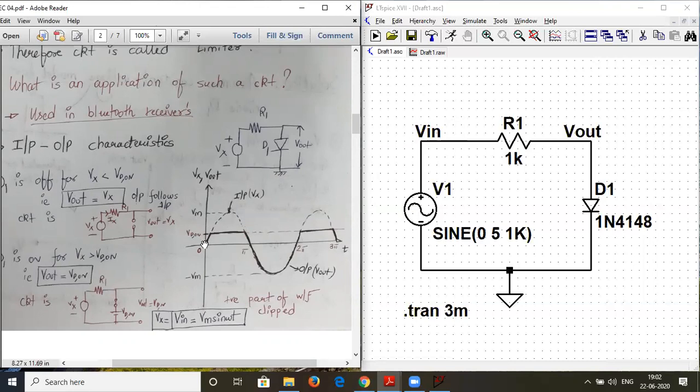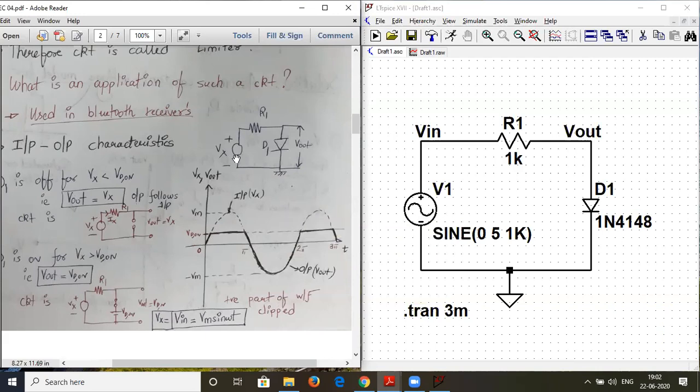So whenever input is less than VD on, what is my input? Input can have a value from 0. It can go to 1, 2, 3, 4, 5. It will reach 5 maximum. Again it will go to 5, 4, 3, 2, 1, 0. Then it will go to 0, -1, -2, -5. Then again -5, -4, -2, -1, -0. Again it will increase. So V in is constantly increasing and decreasing because it is a sinusoidal signal.